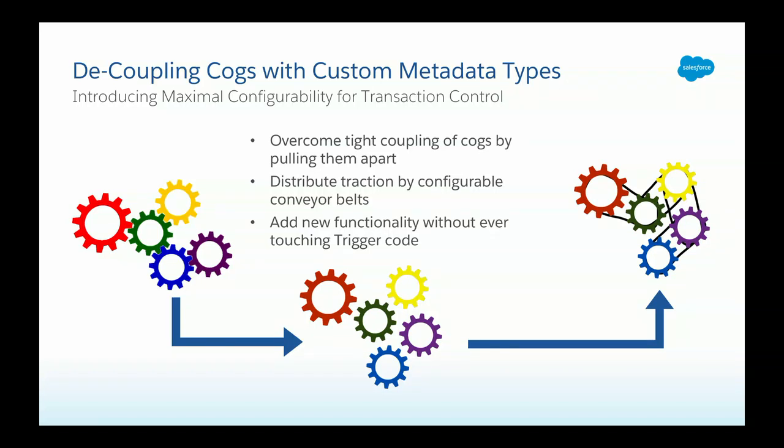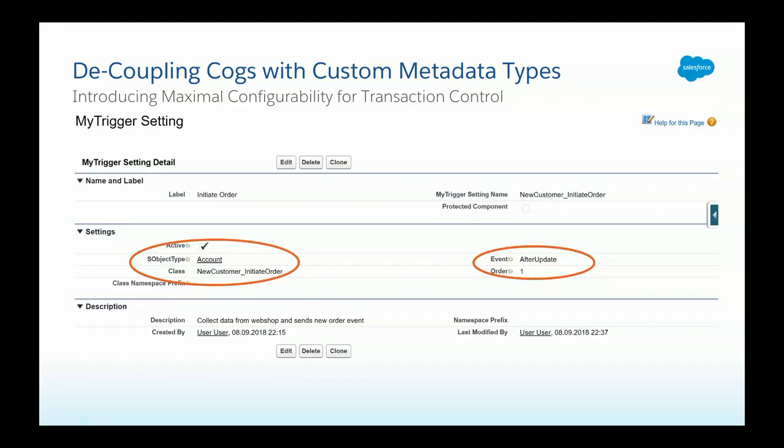And that's belts, driver belts, conveyor belts that connect these cogs and make them move again, keep them in sync, distributed traction, but without coupling them so hard that they can get stuck. And whenever we need something new in our trigger handler, we can just add another cog, add another belt, and drive the whole system again.